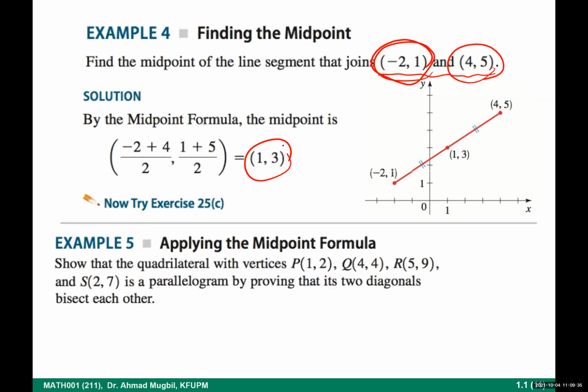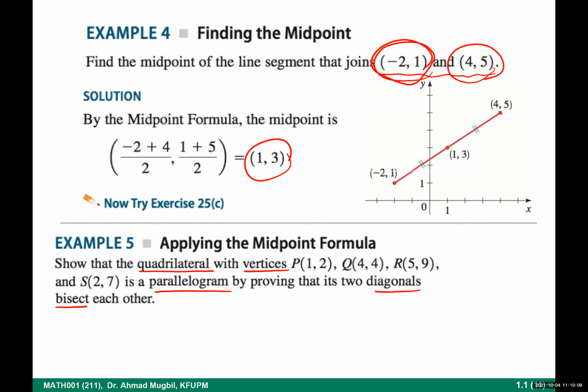Of course, it is easy. You can apply it directly, but we will not ask you to just find the midpoint directly. We will ask you to apply it in other problems. Let's read this problem. Show that the quadrilateral with vertices (1, 2), (4, 4), (5, 9), (2, 7) is a parallelogram. I think you have some new vocabulary here. By proving that its two diagonals bisect each other.